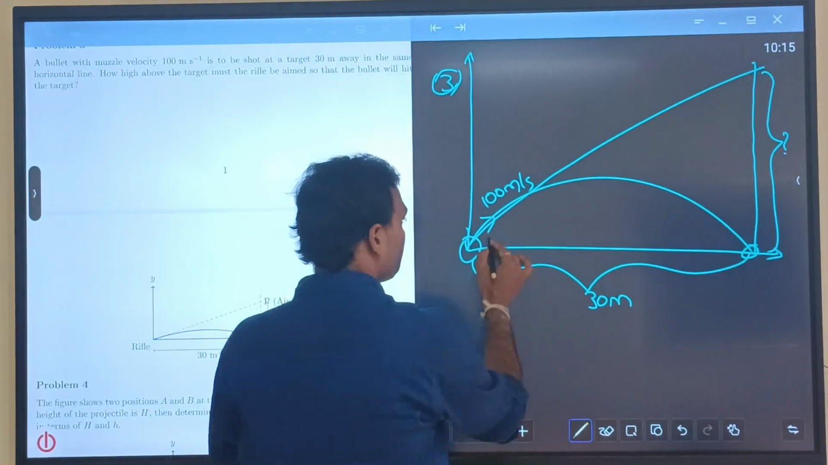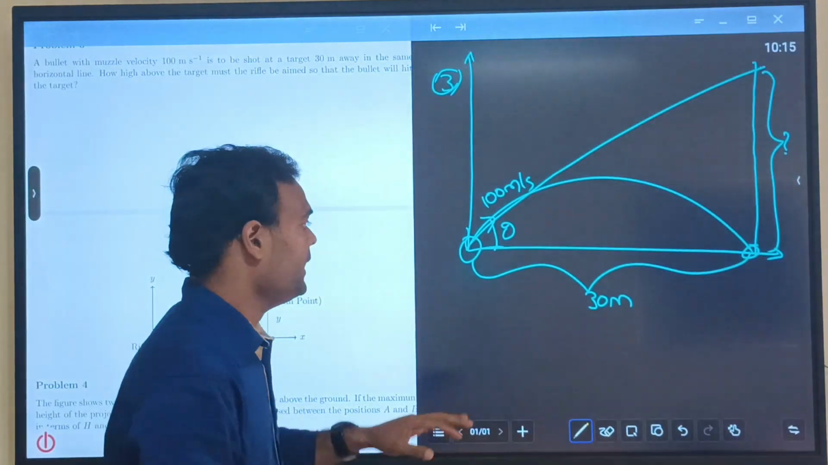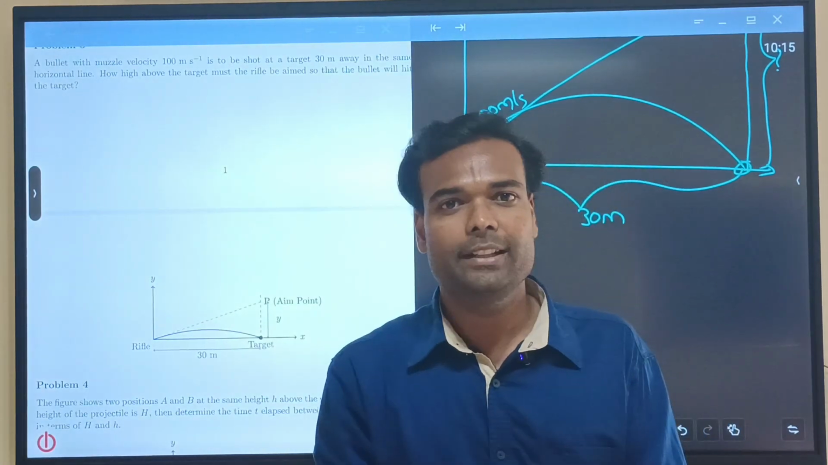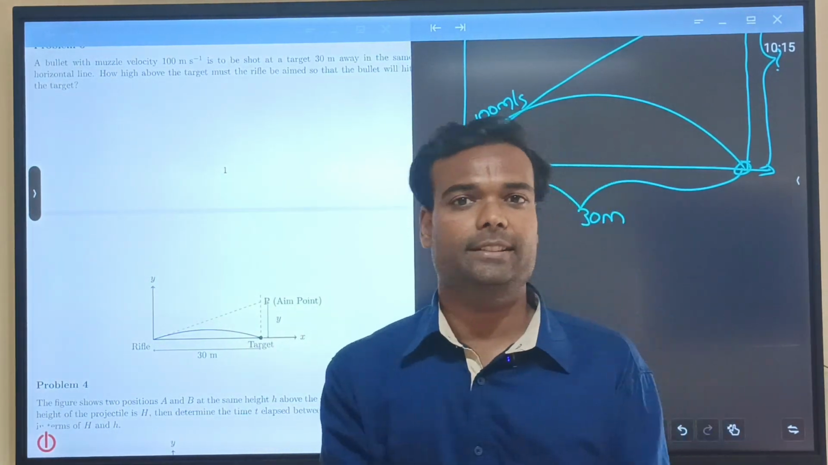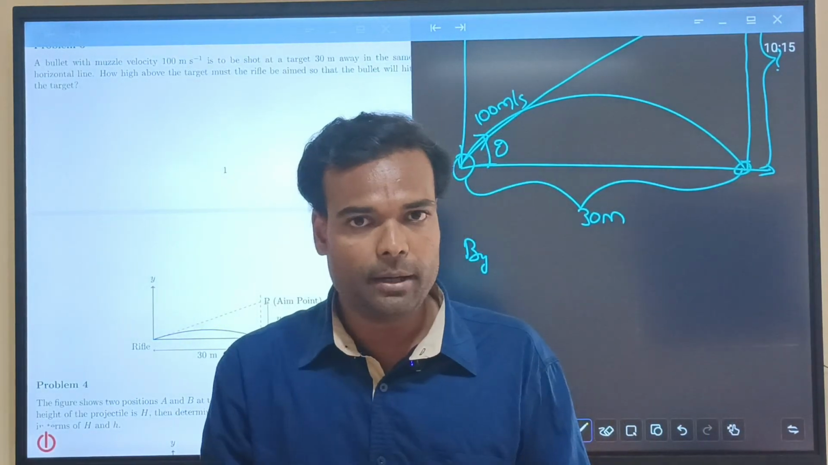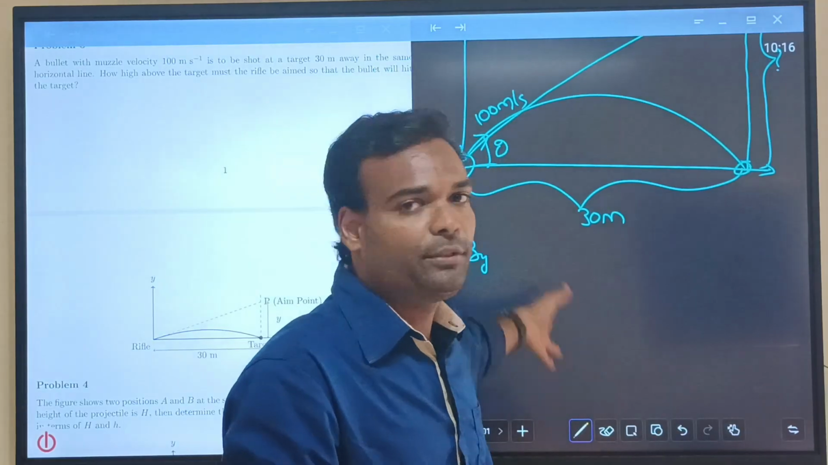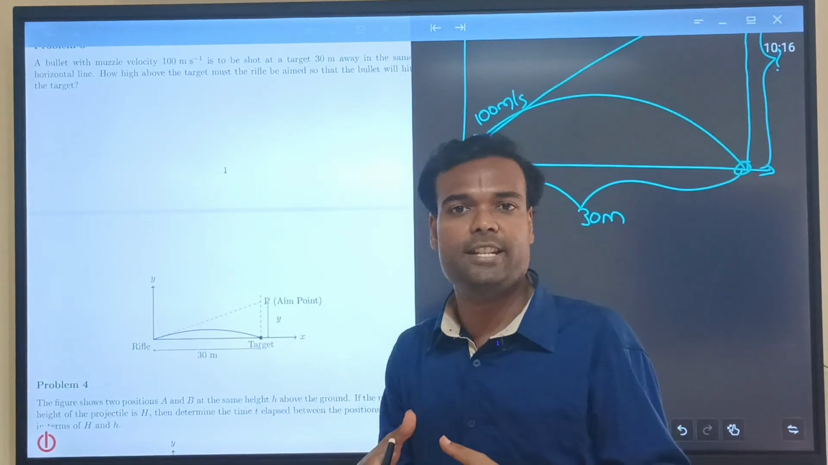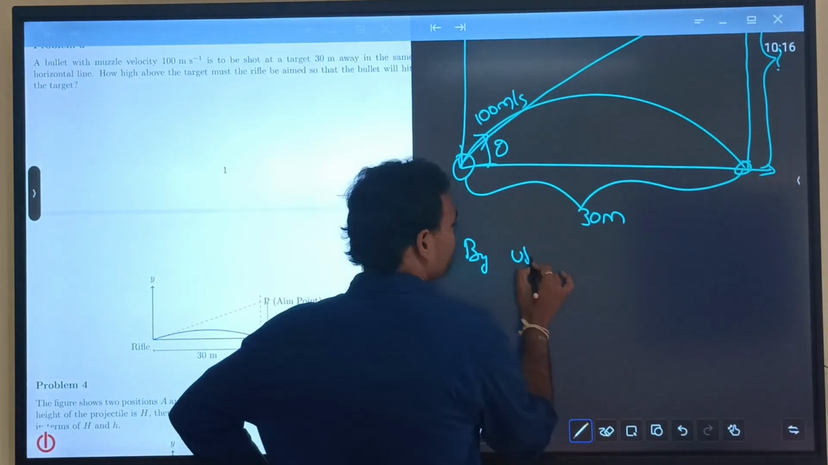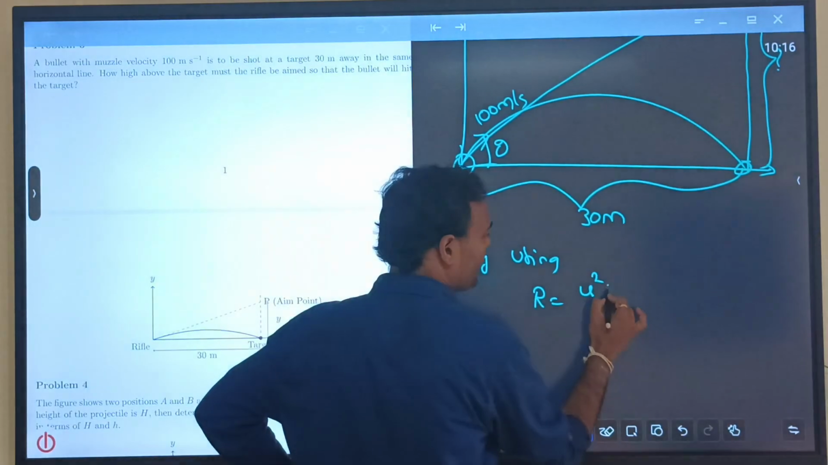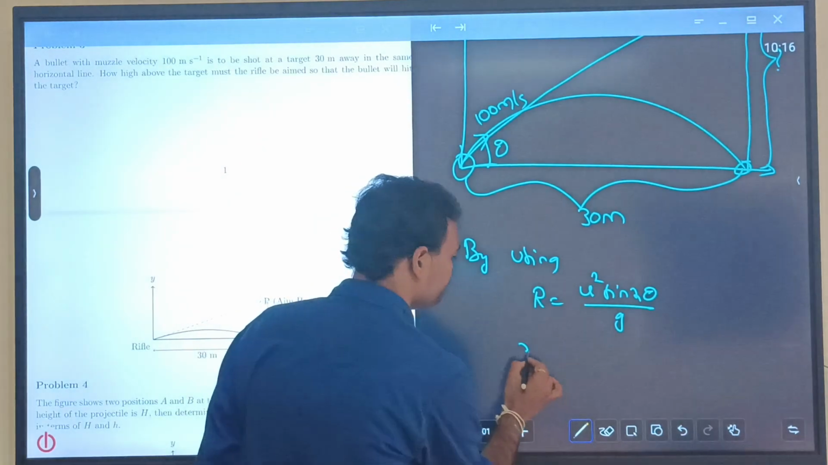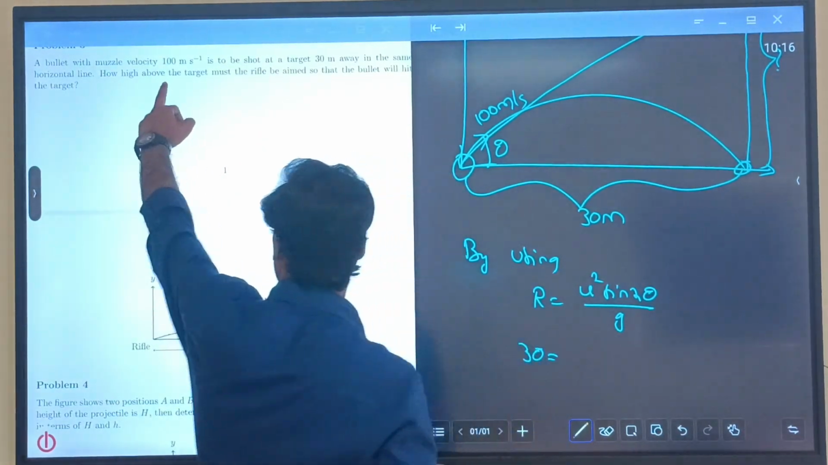Right now, let us first of all find the theta value. These are some critical and logical problems, which try to analyze how much you are understanding the subject. They are not asking for formulas. For formula type problems, we already discussed just before this question. But here we need to analyze the situation and move forward appropriately. Right now, by using range is equal to u square sine 2 theta by g, and here R is equal to 30 and u value is given as 100.